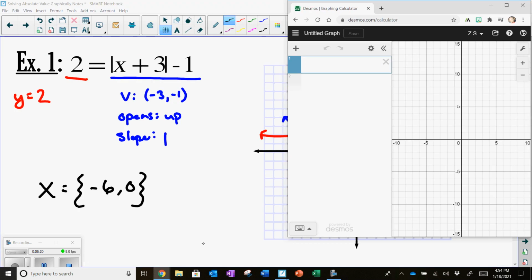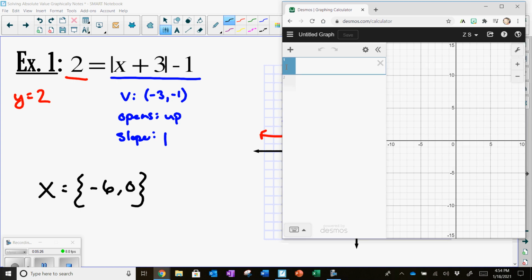I'll make it a little bit smaller so I can see what my functions are over here. Let's go ahead and type in the first one, which is just 2. But you notice if I type in 2, there's no graph there. So guess what you've got to type in? y equals 2. Then you get a nice pretty horizontal line.